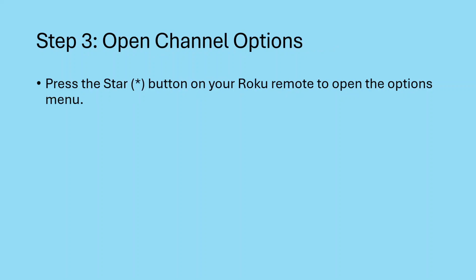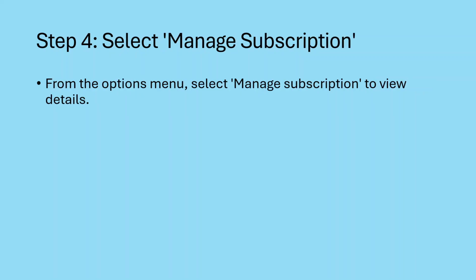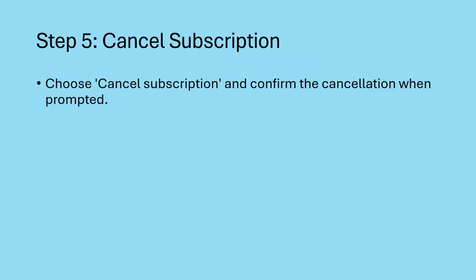Step 3. Open channel options. Press the star or asterisk button on your Roku remote to open the options menu. Step 4. Select Manage Subscription. From the options menu, select Manage Subscription to view details. Step 5. Cancel subscription. Choose Cancel subscription and confirm the cancellation when prompted.